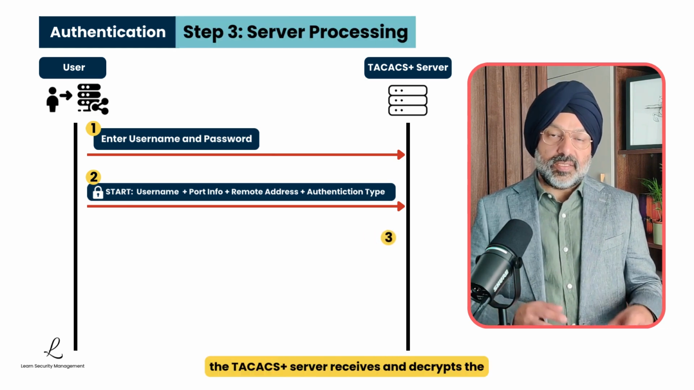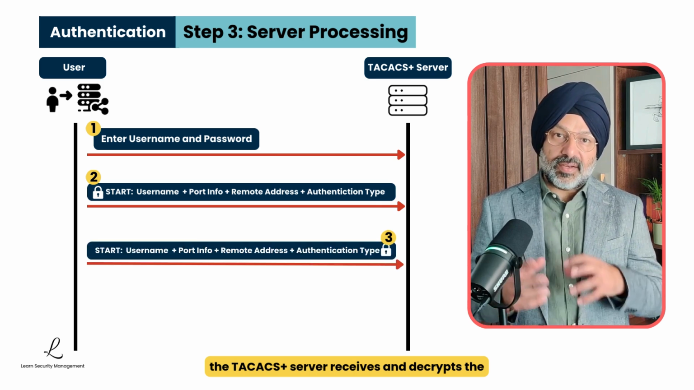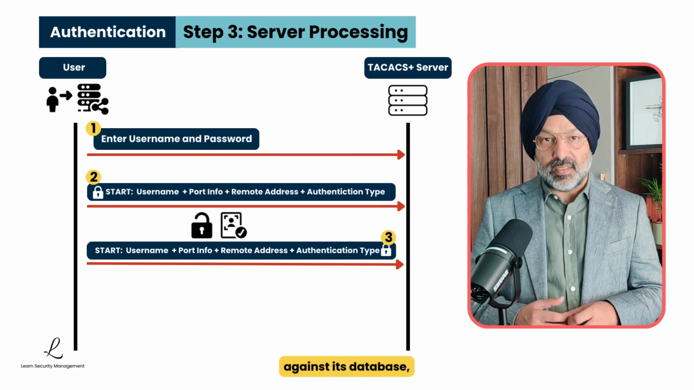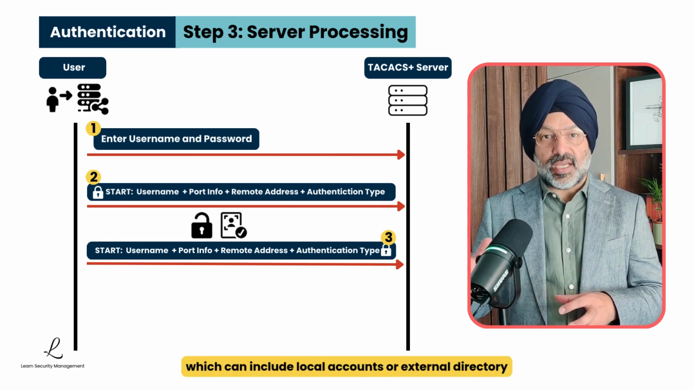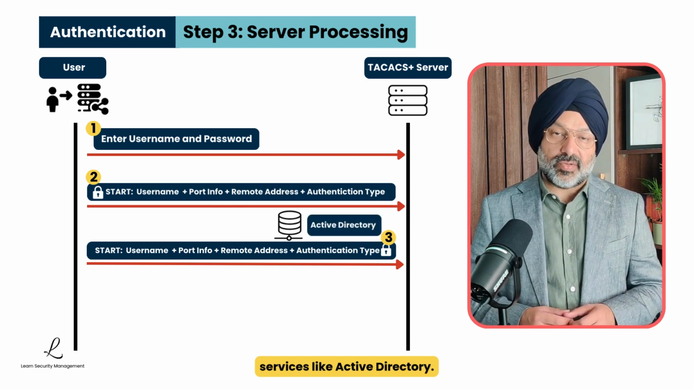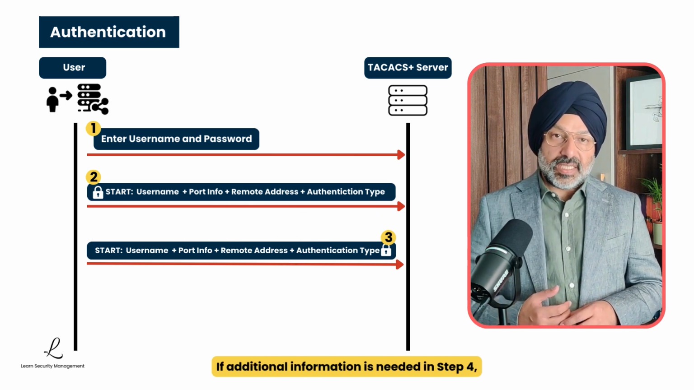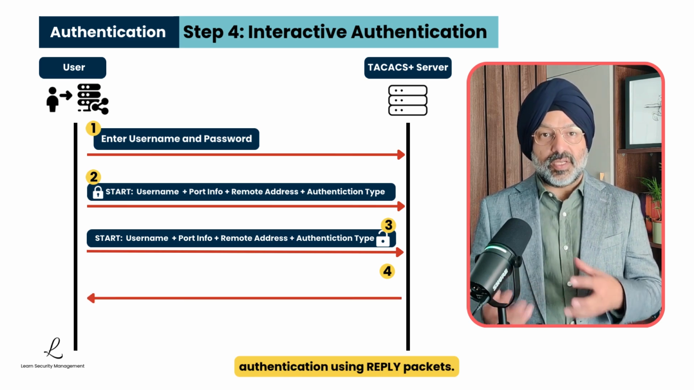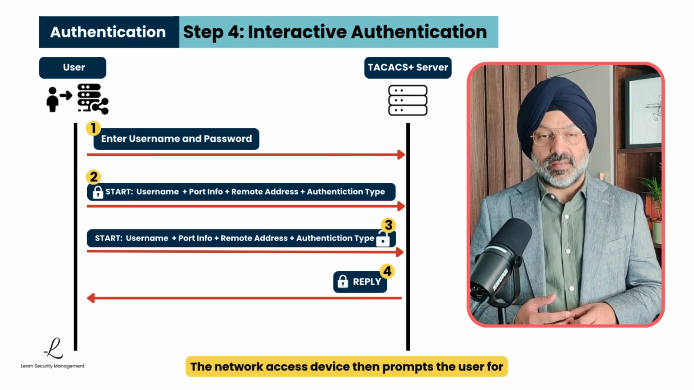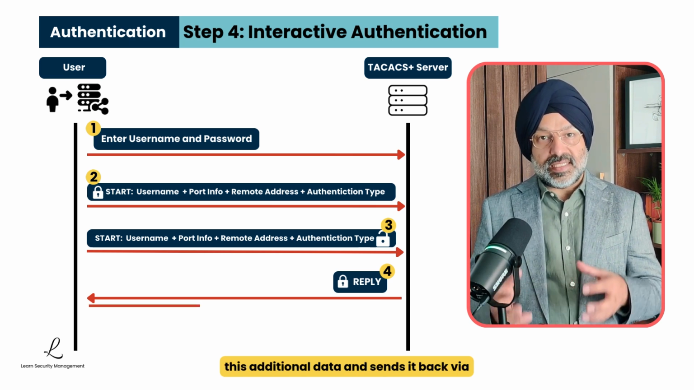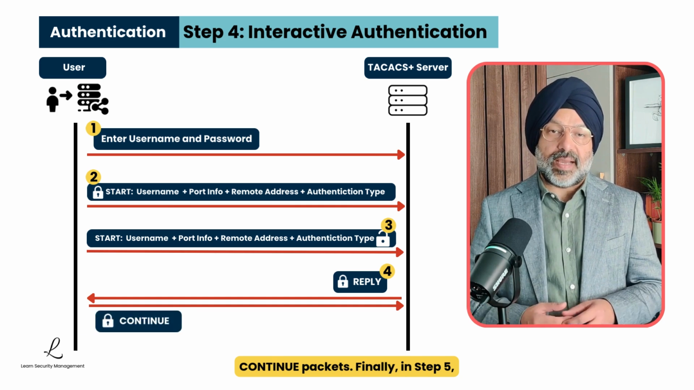In step 3, the TACACS Plus server receives and decrypts the start packet, then validates the administrator's credentials against its database, which can include local accounts or external directory services like Active Directory. If additional information is needed in step 4, the server can request it through interactive authentication using reply packets. The network access device then prompts the user for this additional data and sends it back via continue packets.